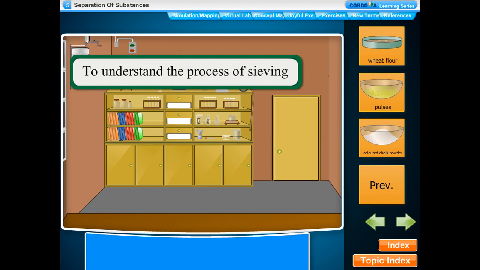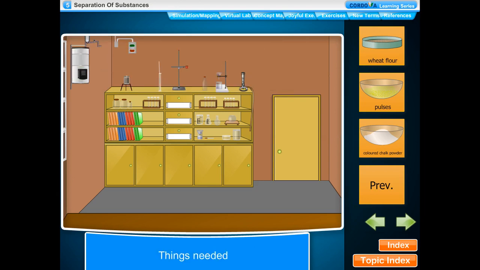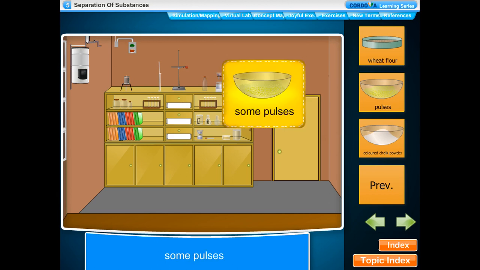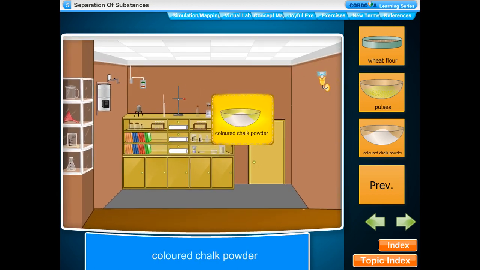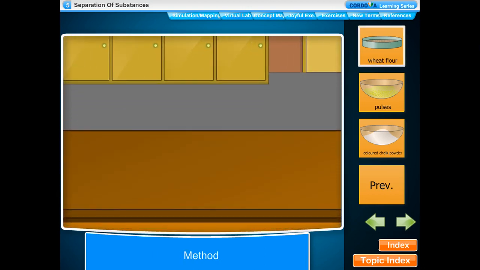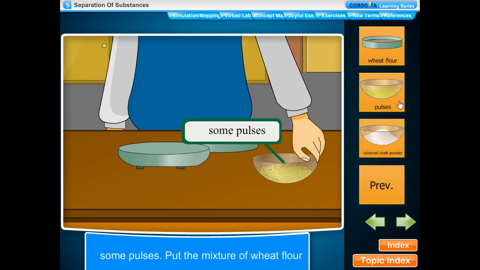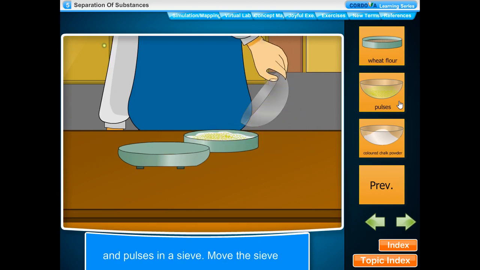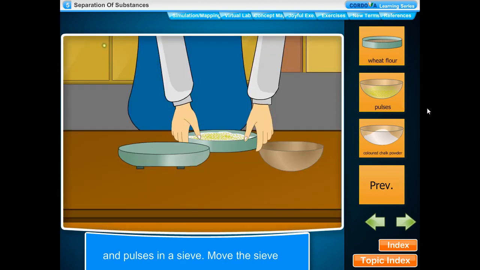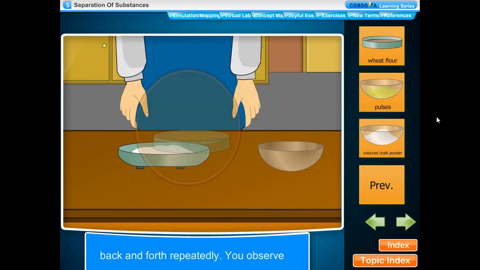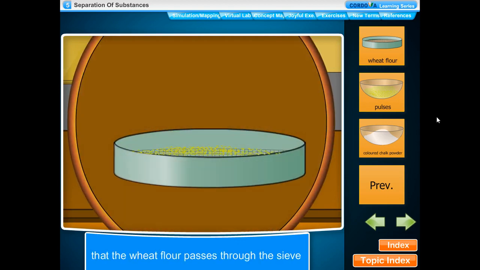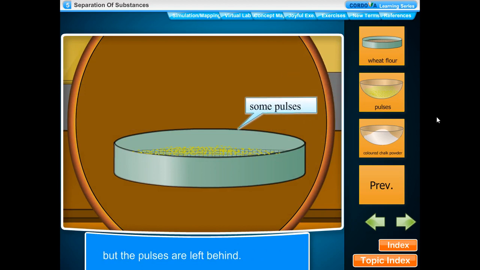Activity 2. To understand the process of sieving. Things needed: some wheat flour, some pulses, colored chalk powder. Method: take 100 gram of wheat flour and mix it with some pulses. Put the mixture of wheat flour and pulses in a sieve. Move the sieve back and forth repeatedly. You observe that the wheat flour passes through the sieve, but the pulses are left behind.